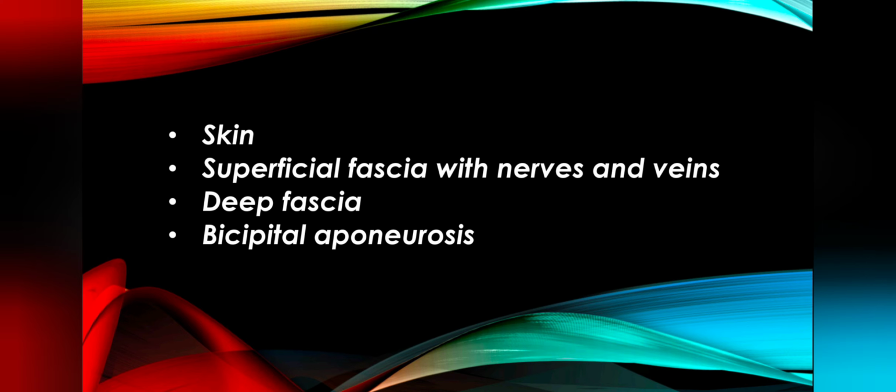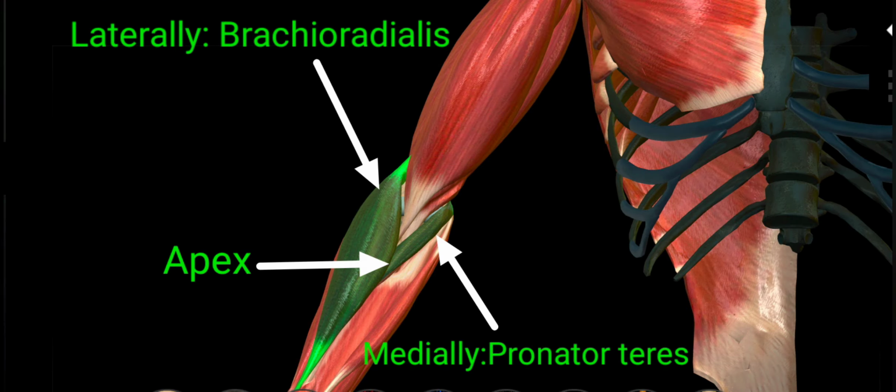After removing all these structures, we will find the two most important muscles of the cubital fossa, which are highlighted in green color. Laterally there is brachioradialis and medially there is pronator teres. Both the brachioradialis and pronator teres form the medial and lateral boundaries. When both the muscles cross each other, they form the apex of the cubital fossa.